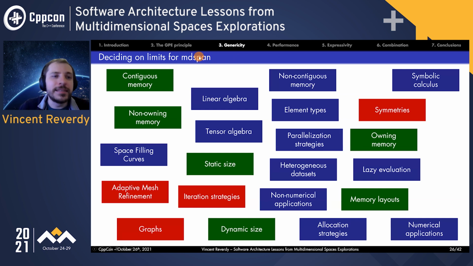So currently, mdspan is dealing with contiguous memory, non-owning memory, static and dynamic size. Oops, this shouldn't be in green. This should be in blue. And memory layouts. And in the current design, in my opinion, iteration strategies have completely been left aside. I think this is a big design decision because all standard algorithms are written in terms of iterators. However, the current mdspan does not provide multidimensional iterators. The reason this decision was made is that dealing with multidimensional iterators might be way more complicated in terms of software architecture than only dealing with the current mdspan.